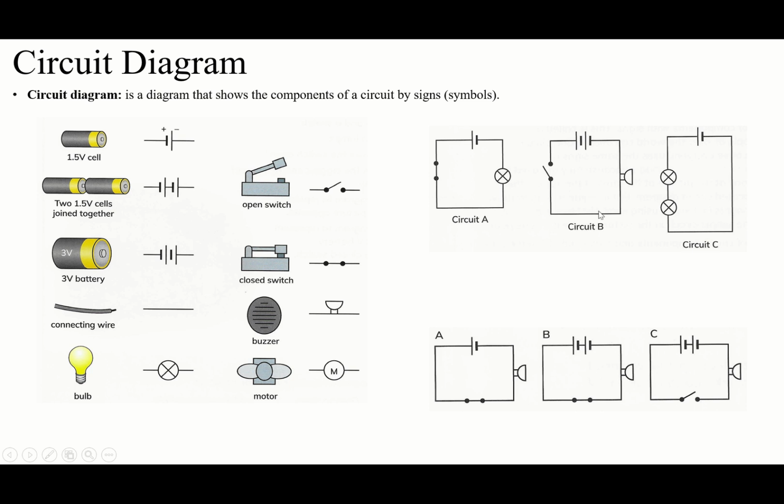And in circuit B, we said the lines are connecting wire, and we have a switch. Which switch is that? Open switch. You see it has been opened. And this is a buzzer, which is completely different from the others.